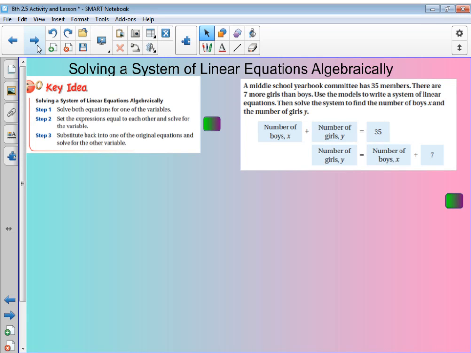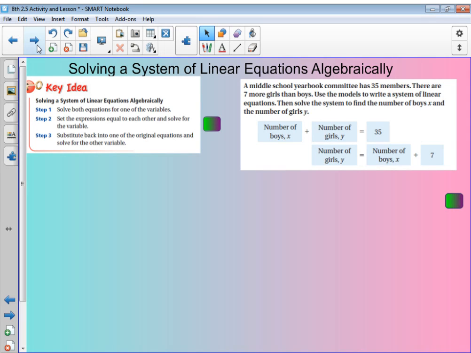So our first example here, we have a story problem. It says, a middle school yearbook committee has 35 members. There are 7 more boys than girls. Use the models to write a system of linear equations, and then solve the system to find the number of boys, which they're going to use X to represent, and the number of girls, Y.